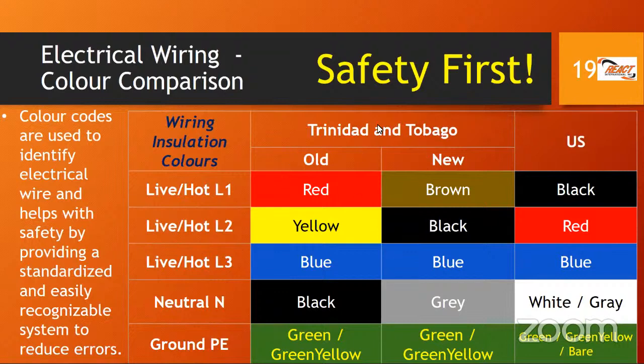And if you're wondering about Trinidad and Tobago's code, old and new, yes, there was the old red, yellow, blue for the three-phase, and black, green, yellow for ground.